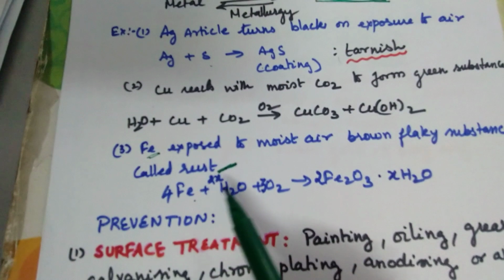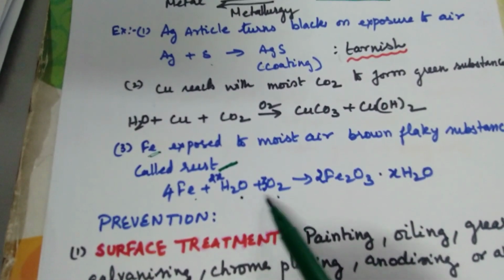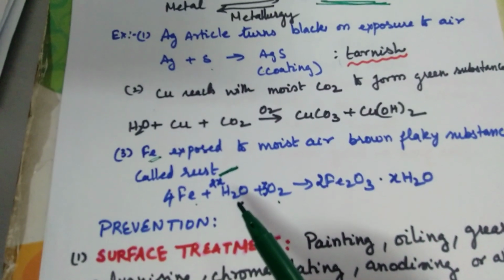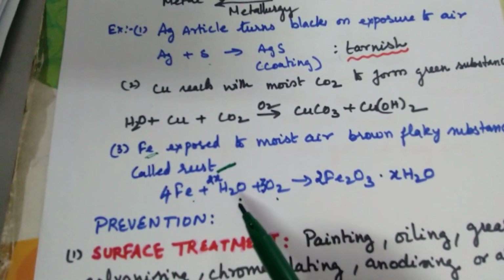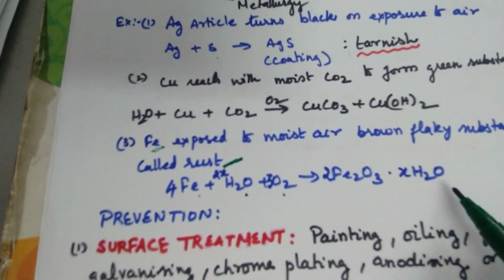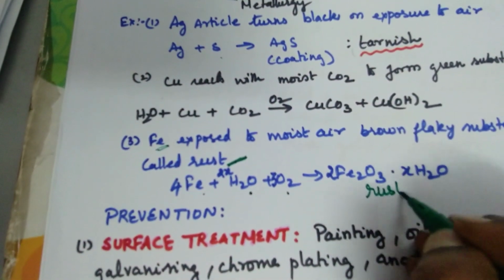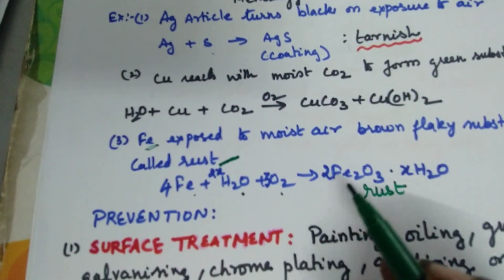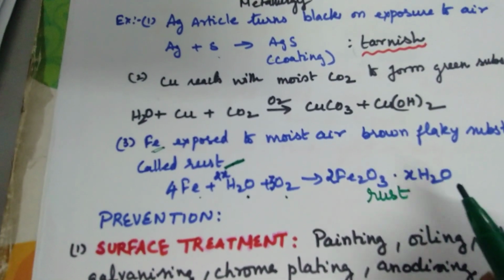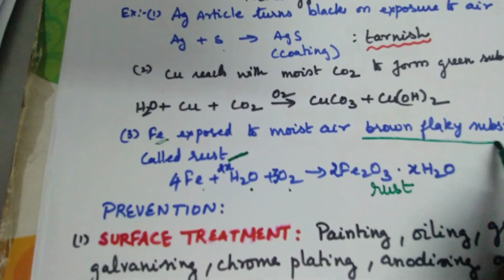Rusting is iron with moisture and oxygen. So two compounds are involved, one is an element, another is a compound. So here iron with moisture and oxygen forms iron oxide with xH2O. This is called rust. This is the formula for rust: Fe2O3, ferric oxide, with xH2O, right? This is rust, and it is the brown flaky substance.